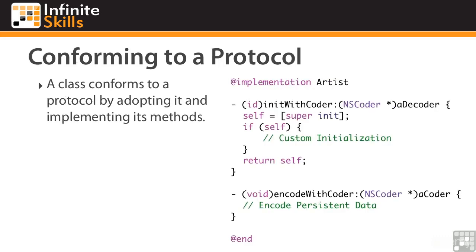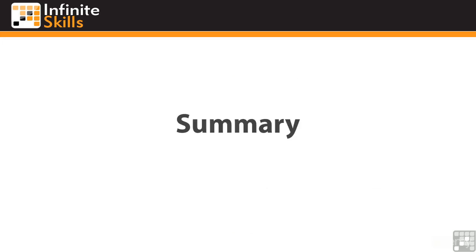And then a class is said to conform to a protocol when we adopt it and then implement all of its methods. So the NSCoding protocol defines the initWithCoder and encodeWithCoder methods. So as soon as I say I adopt it, I need to additionally implement these methods.